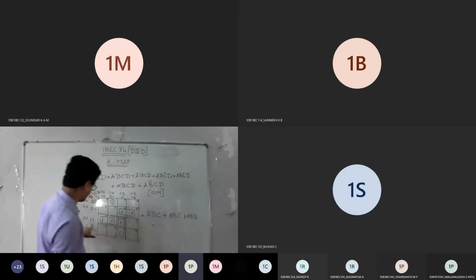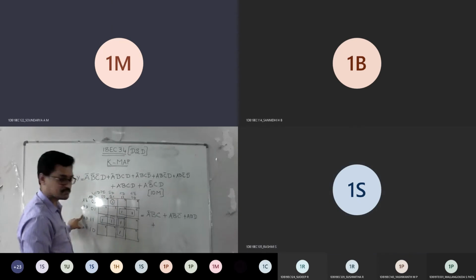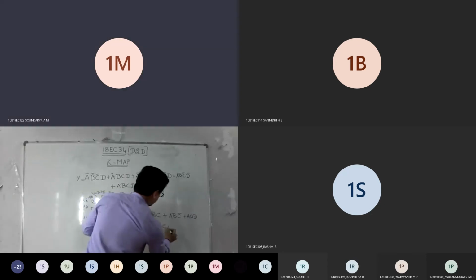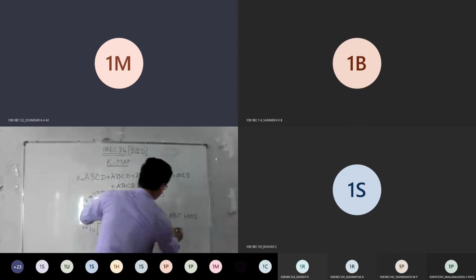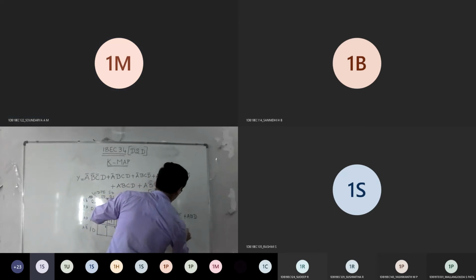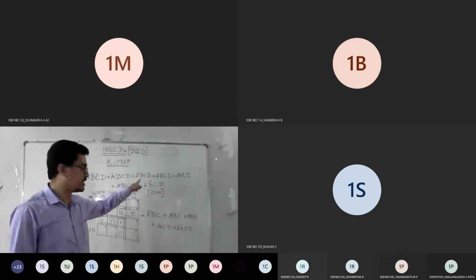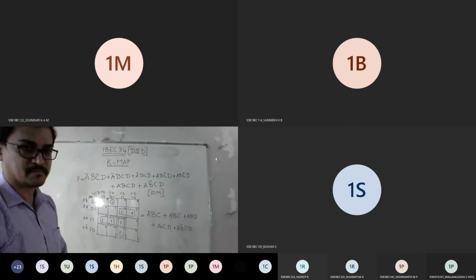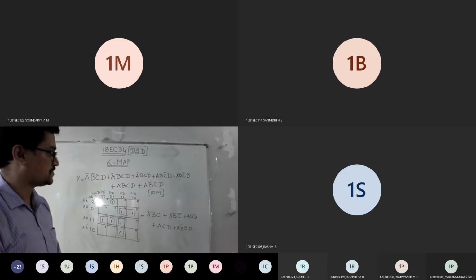From these two, A is common, then C D. What is the last one left out? This one plus A bar, B bar, C bar, D. So you just look at how the expression was at the beginning and how we have reduced it. Check whether anywhere it can be reduced further. No, sir.